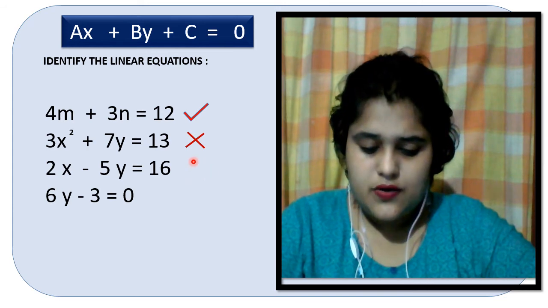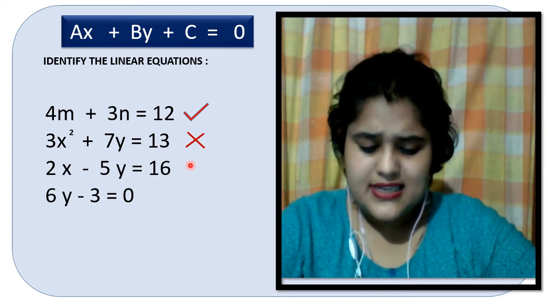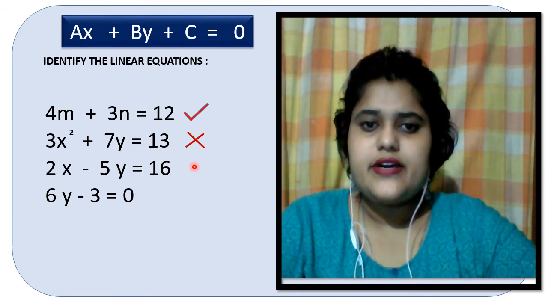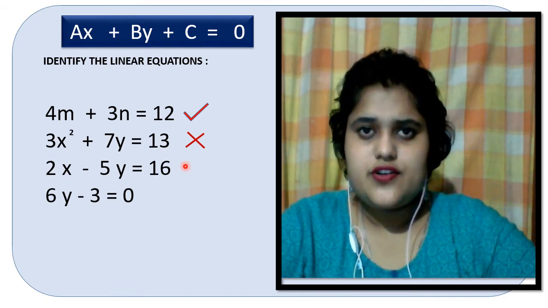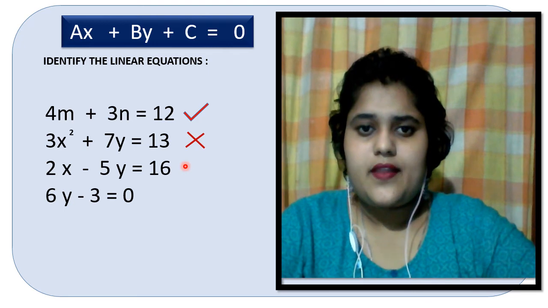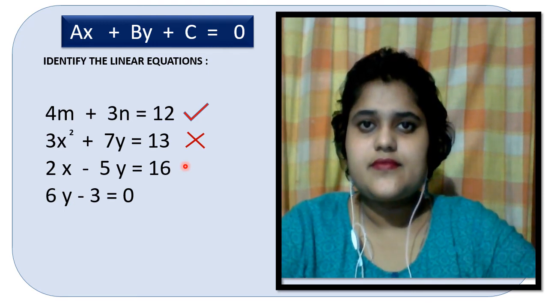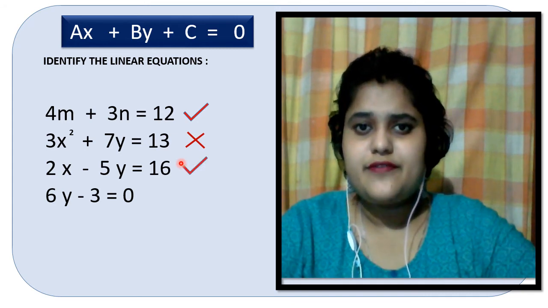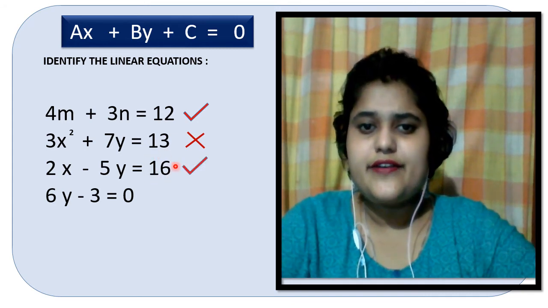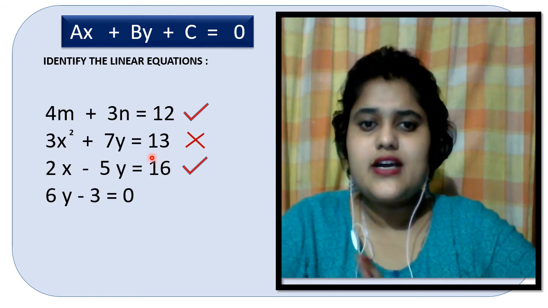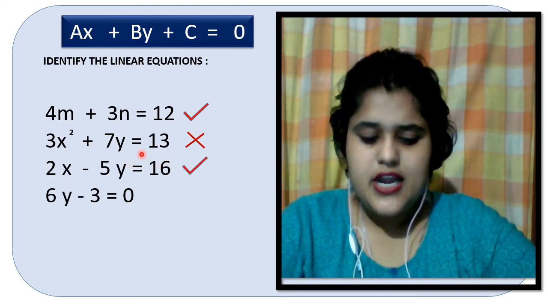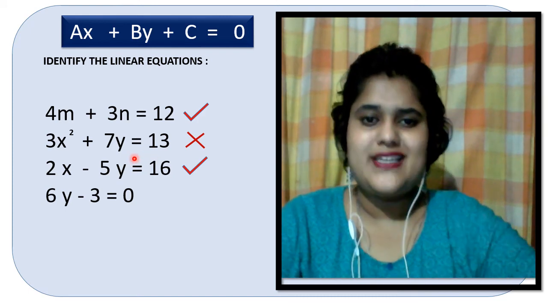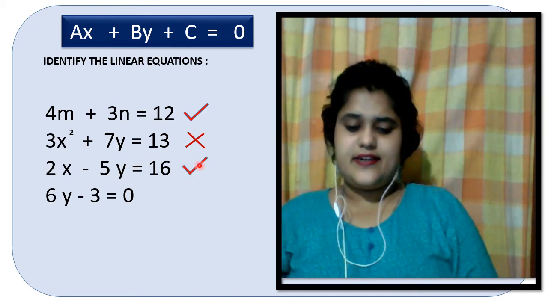Let us go to the third one, that is 2x minus 5y is equal to 16. Can you identify whether it is a linear equation or not? Yes, very good. It is a linear equation. You have moved it from the right hand side to the left hand side. That is 2x minus 5y minus 16 is equal to 0. Yes, correct. It is a linear equation.